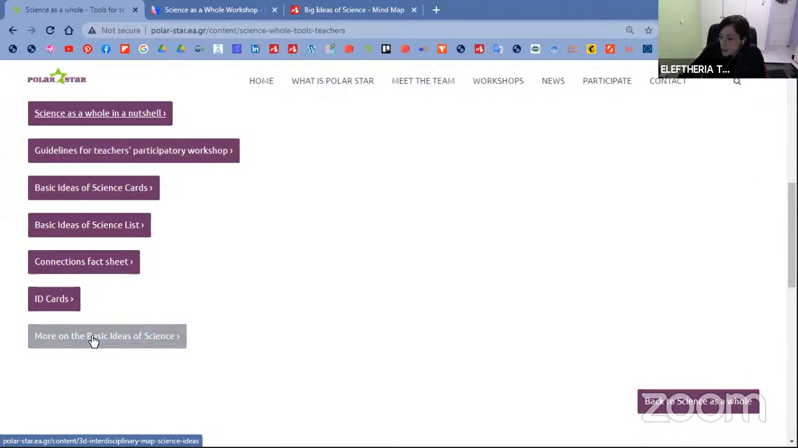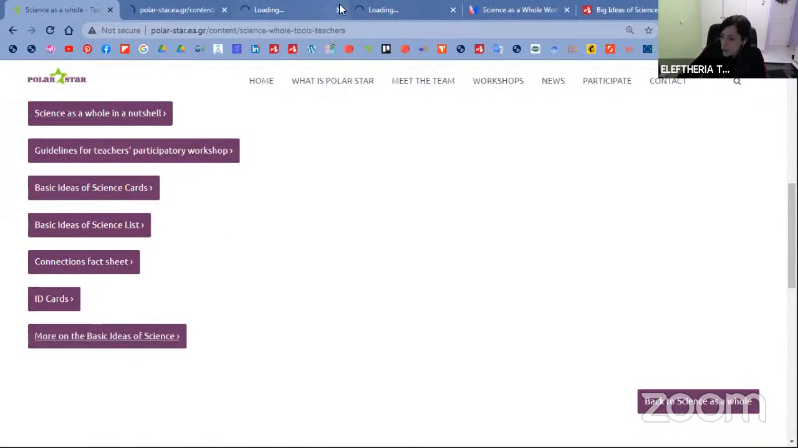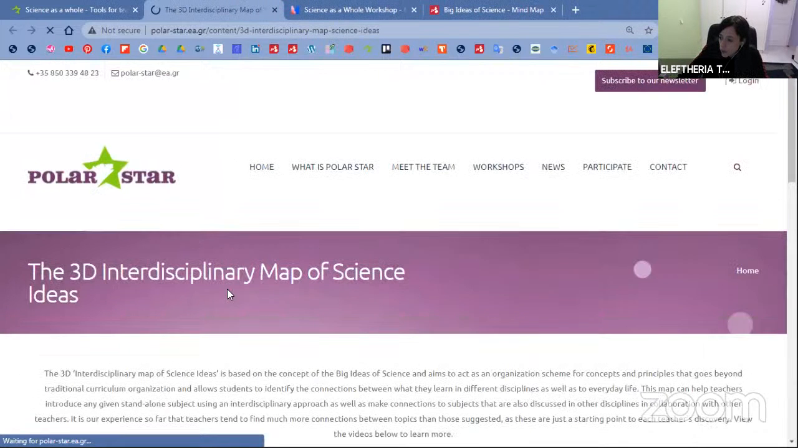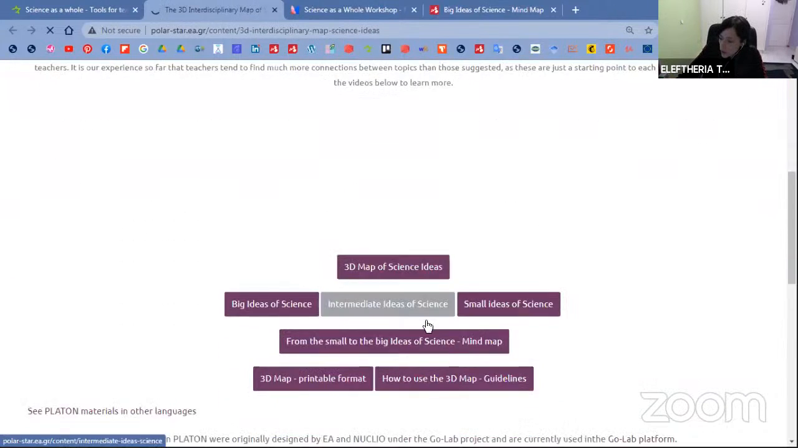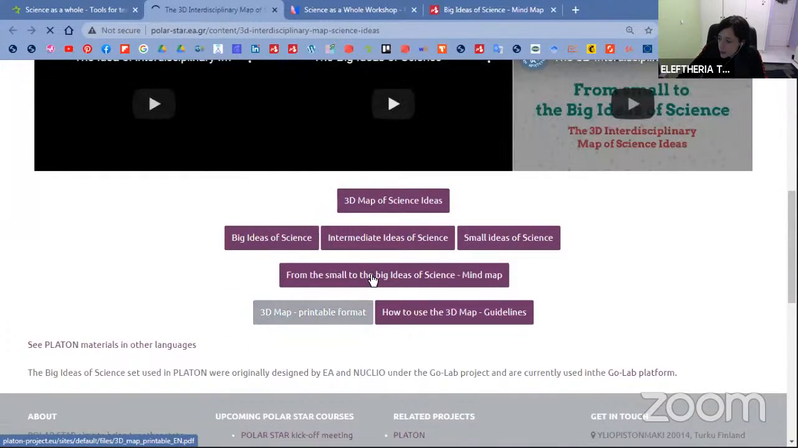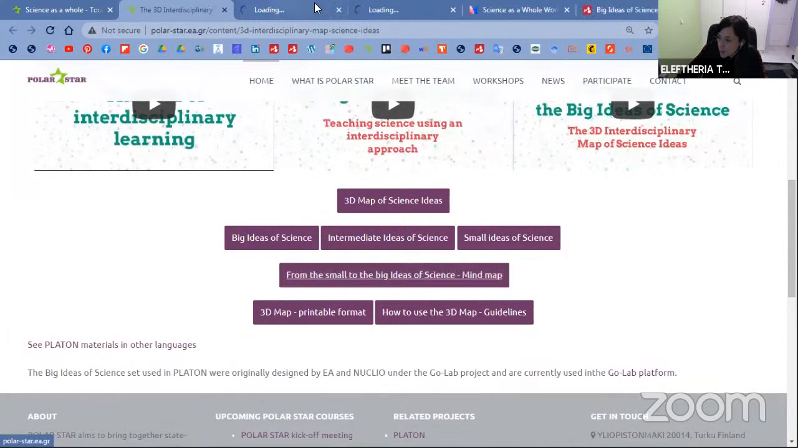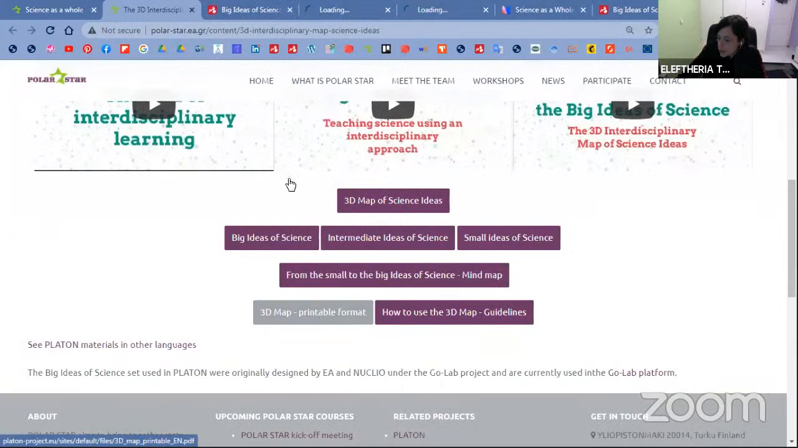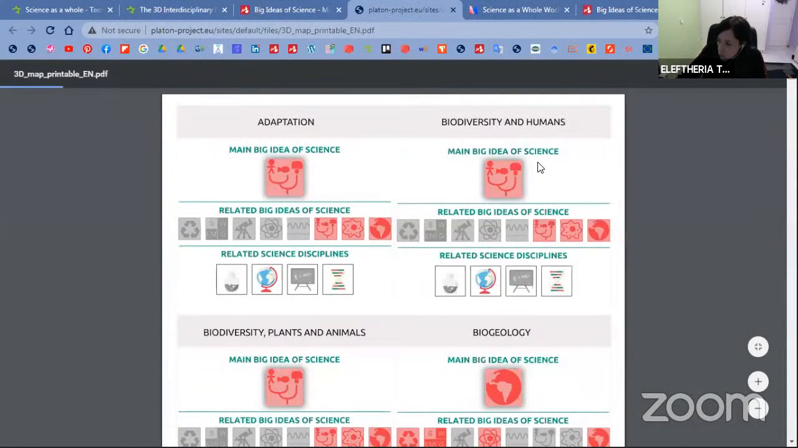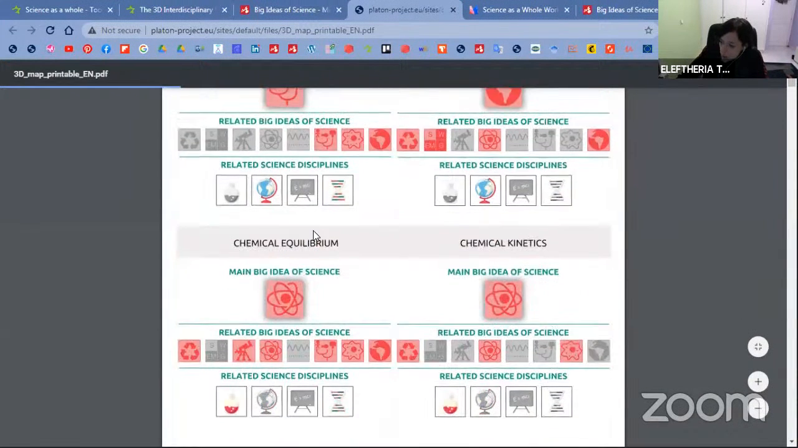And these are all the elements that you need for this participatory workshop. And here you can have access to all the additional information we have for the big ideas of science. So in here you will find the mind map that I showed you, which is this one. You will also find the deck of basic ideas that I have here in my hands and that I also showed you, so you can download and print this as well.